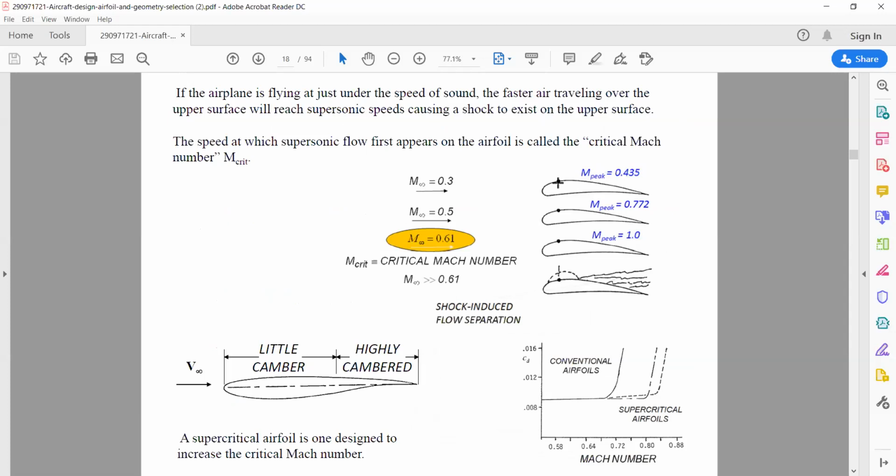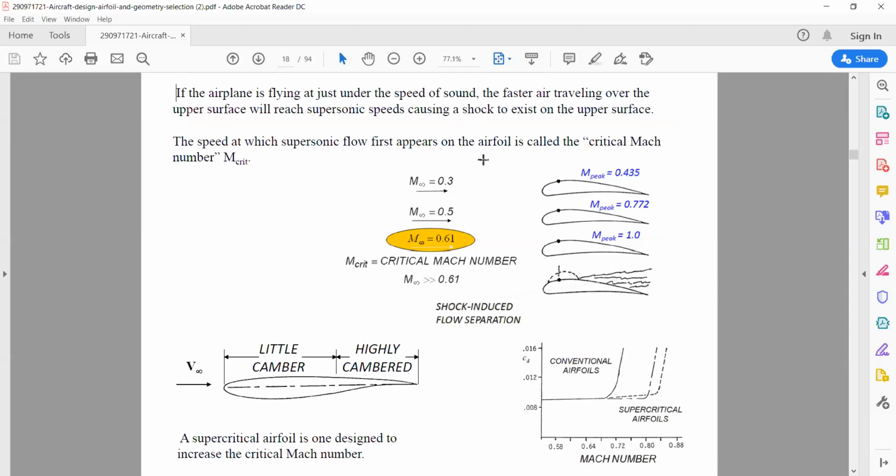That is called a critical Mach number. What is this critical Mach number? It is where M is equal to 1. It reaches unity. From there, the flow will be supersonic. Understood? So the speed at which supersonic flow first appears on the airfoil is called the critical Mach number.